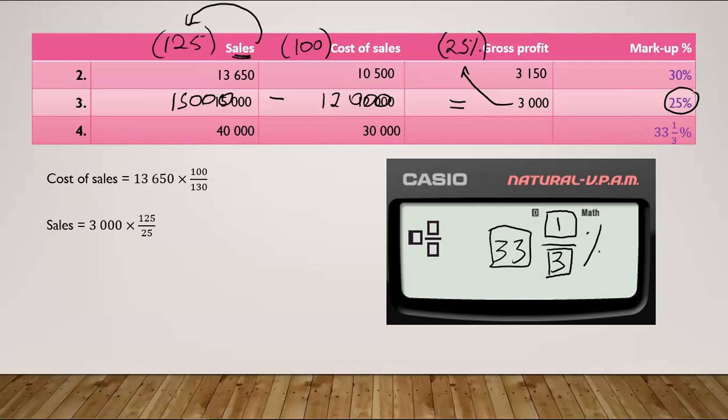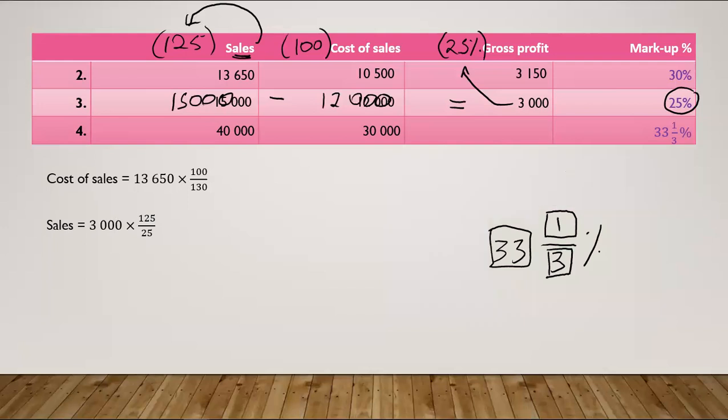You'll realize that 33 and 1/3% is simply 33.33333. So what is it that I have here? This was quite easy because you were given sales and the cost of sales. You could have just taken 40,000 minus 30,000. It would have given you your gross profit of 10,000.